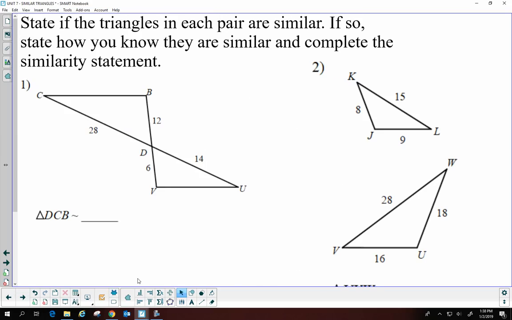So I want you to give these two a try, and we'll go over them in class. Give them a shot. Do yourself a favor, and for each of them, write the 3 options and see which ones you can eliminate. If you have side lengths, make sure you're writing some fractions. And if you have questions, we'll talk about it in class.